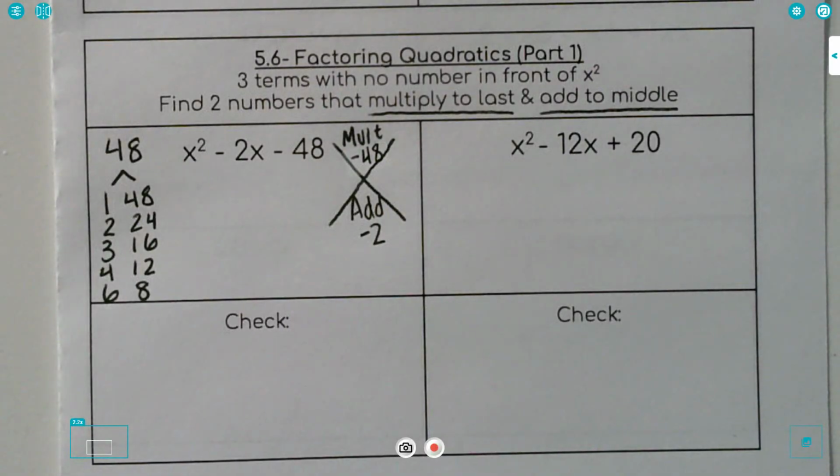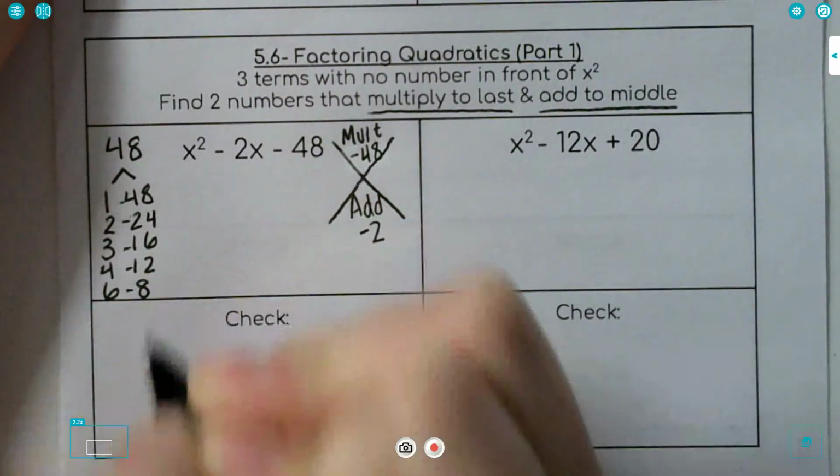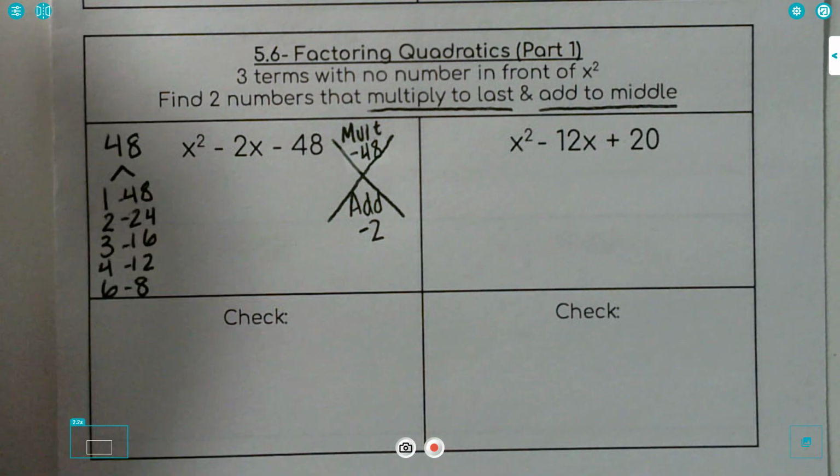Now, we want to pick ones that are going to multiply to negative 48 and add to negative 2. If I know I want to multiply to be negative, one number is going to need to be negative. If I want to also add to be negative, I want to make the bigger ones negative. So I'm going to make all the big guys negative, so that whole right column, since I did them in order. Which of those pairs now adds to negative 2? 6 and negative 8, because 6 minus 8 is negative 2.